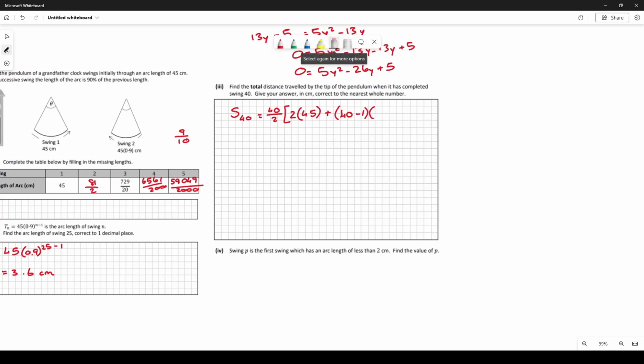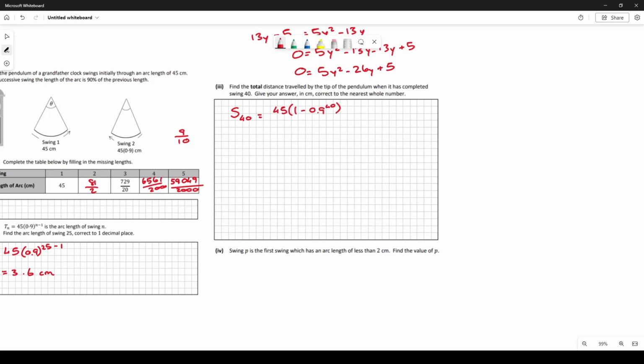I'm using the wrong formula, and none of you warned me. I do apologize. I was using the Sn formula for arithmetic. For geometric, it's a first. So what was a? 45. Then it's a bracket, 1 minus r, to the power of n, which should be to the power of 40, inside.